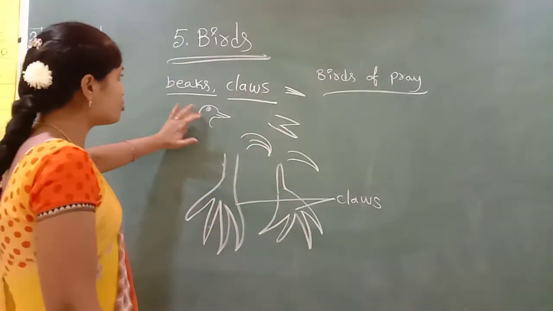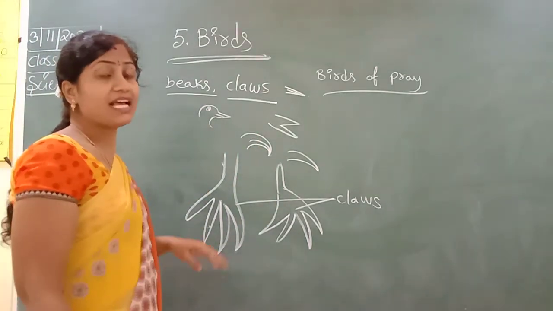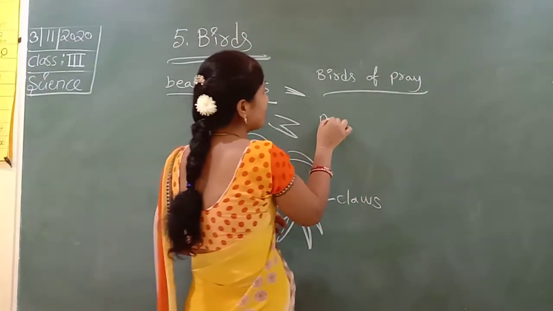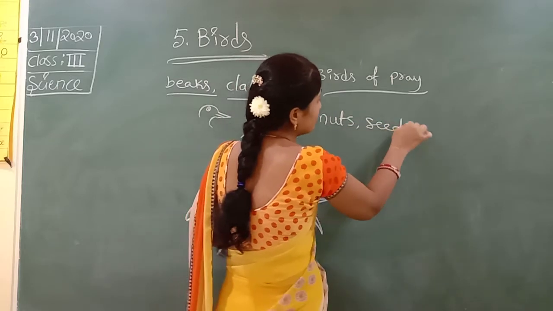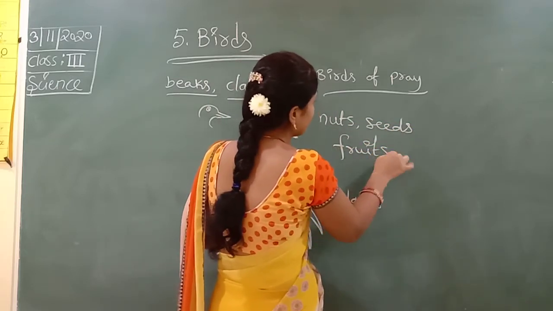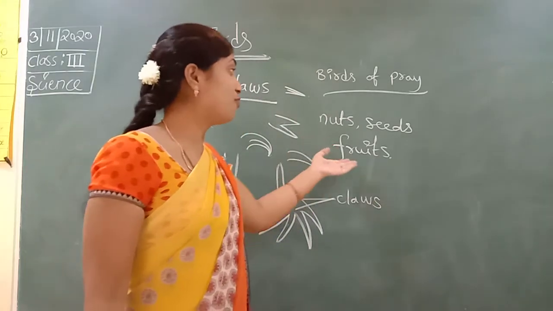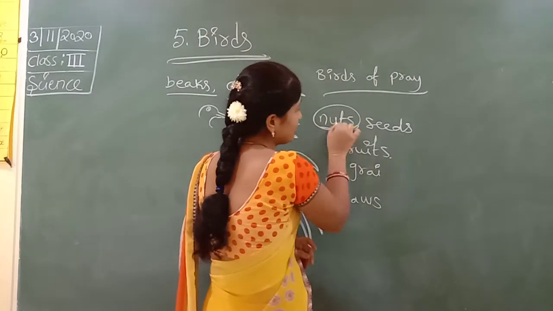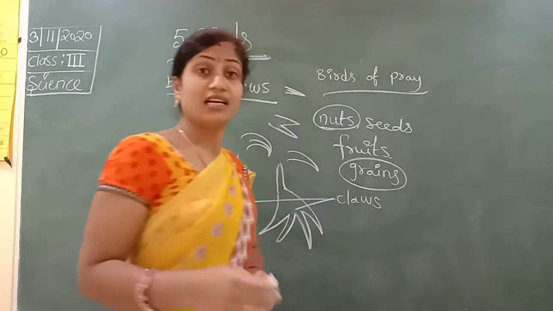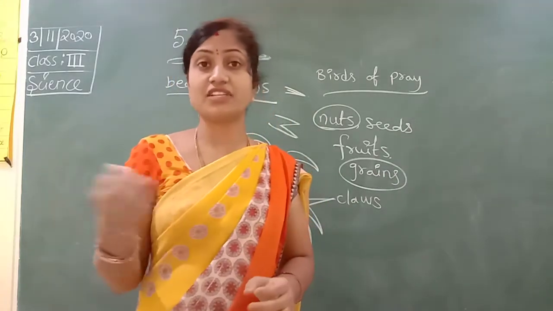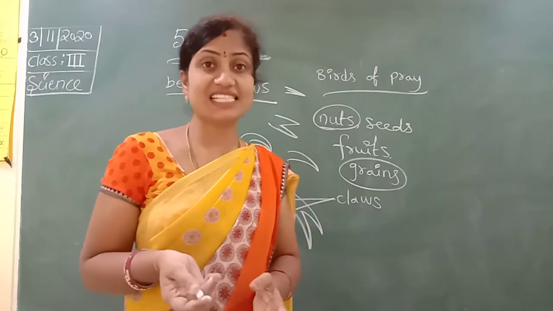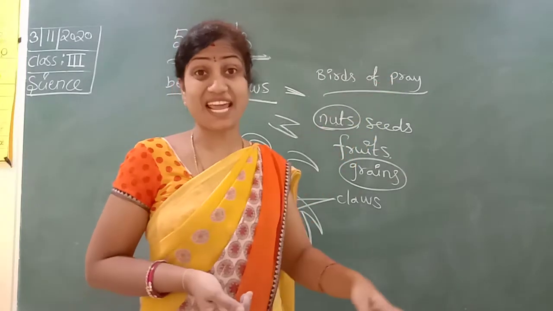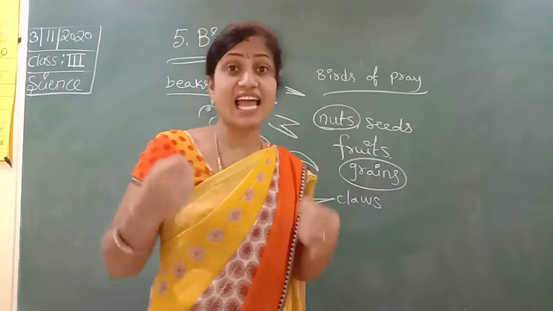Okay children, beaks also come in different types. Especially, some birds eat birds of prey, some birds eat nuts, seeds, fruits, grains. When we observe pigeons, they eat grains and seeds. Like owl and peacock, they eat birds of prey. Peacocks also hunt snakes and eat them.